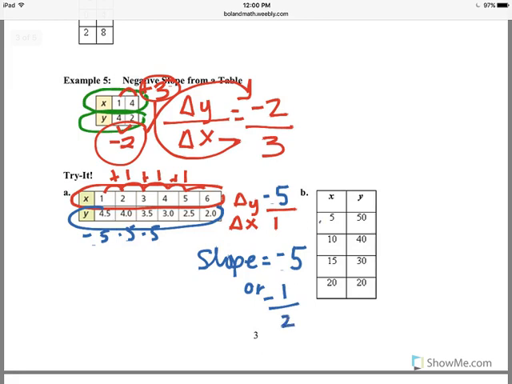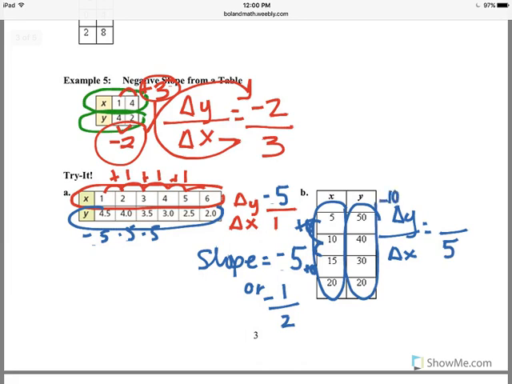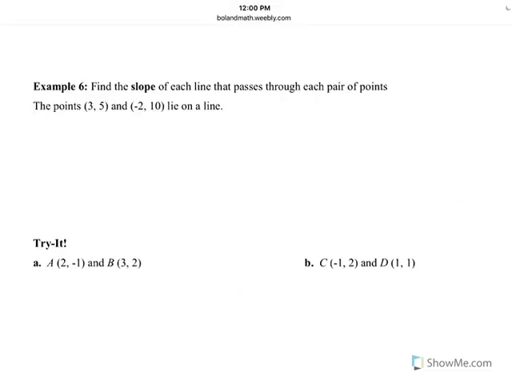The table for B, so each time, if you look at the x's, they are increasing by 5. So you'll do the change in y over the change in x, and these are increasing by 5. But then if you look over here at the y's, they are decreasing by 10 each time, so your change in y would be negative 10. So your slope, negative 10 divided by 5, is negative 2. That would be what your slope is.